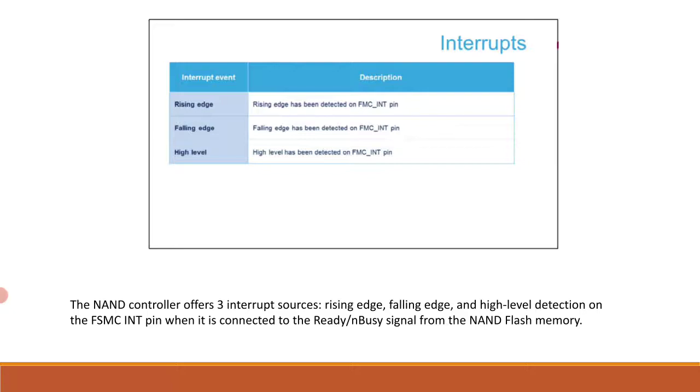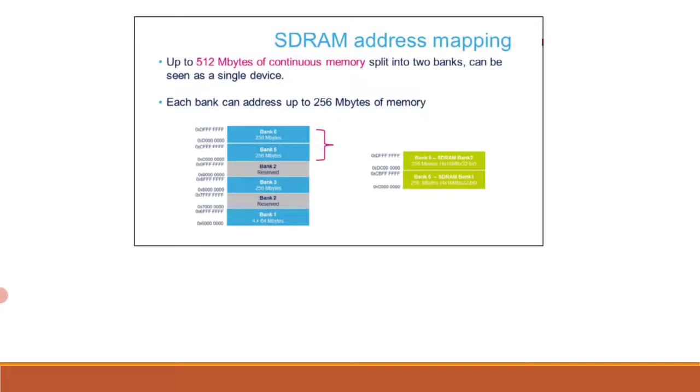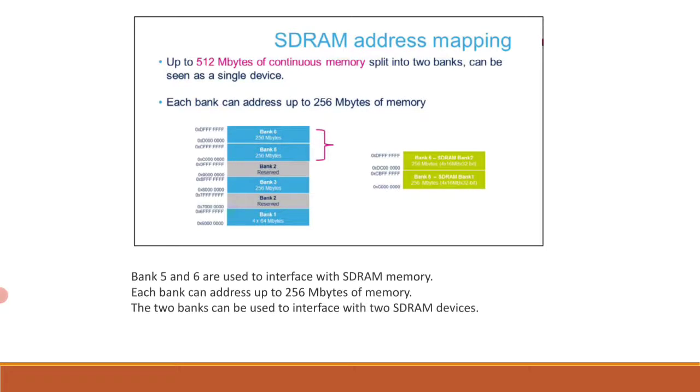Let's move on to the SDRAM address mapping. Bank 5 and 6 are used, as we discussed earlier, to interface with the SDRAM memory. Each bank can address up to 256 megabytes of memory. 2 banks can be used to interface with 2 SDRAMs. You can see it here.